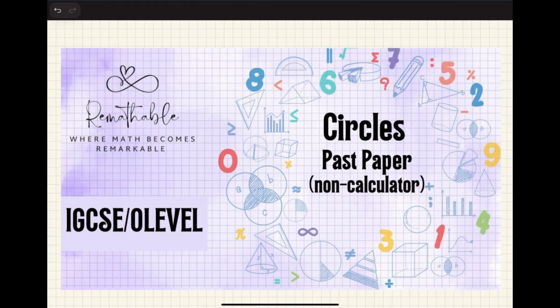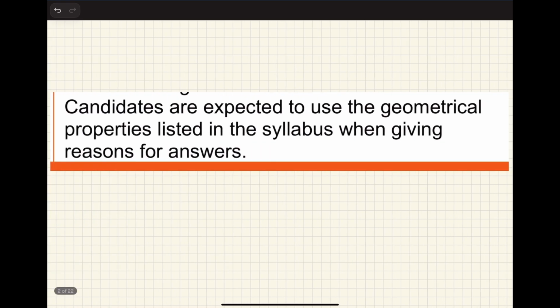Welcome back to Remarkable. In today's video, we're going to work through past paper questions from the non-calculator paper, which is P1 for O-level students and P2 for IGCSE. But before we jump into the questions, there's something really important I want to highlight.